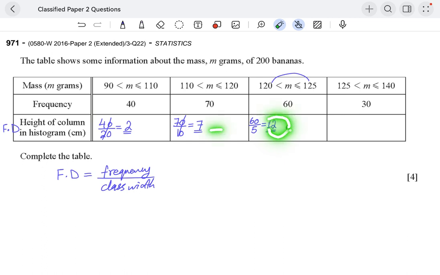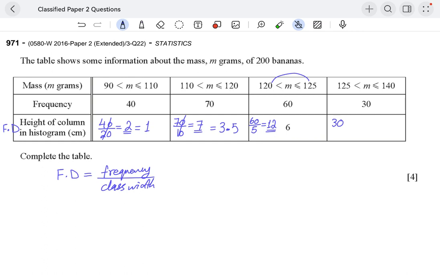So the relation between this 12 and 6 is half of the 12. That means to complete the table, you will find half of the frequency density in each interval. So the first one will not be 2. The answer will be half of this value, which is 1. And half of 7 is 3.5. And half of 12 is 6. So let us find the frequency density here and divide it by 2.